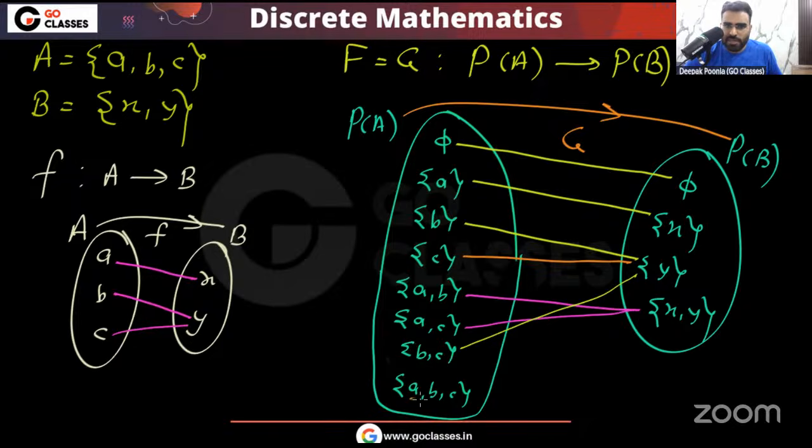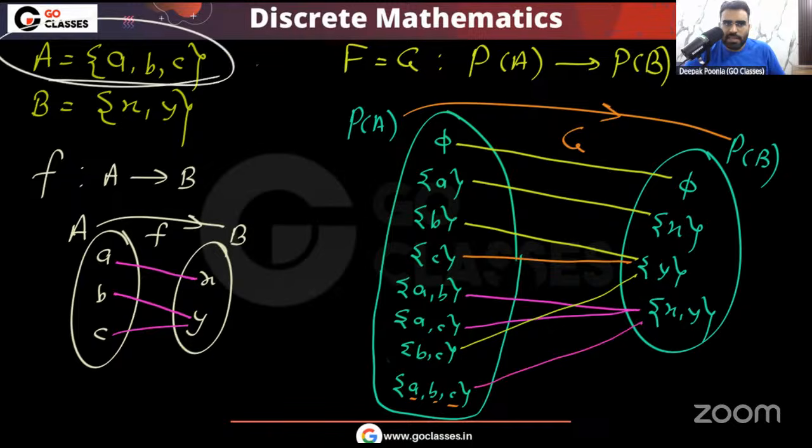For each element you will find the small f image. So you can see this A is mapping to x and B, C are mapping to y. So I can say that this ABC will map to xy. Okay, I hope you understood this. So very simple to understand.